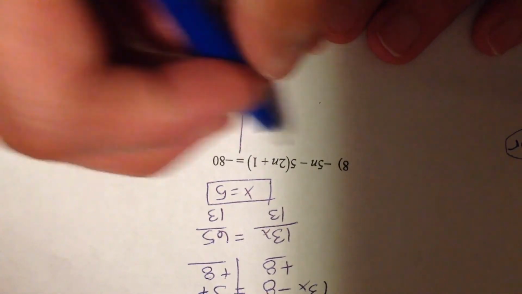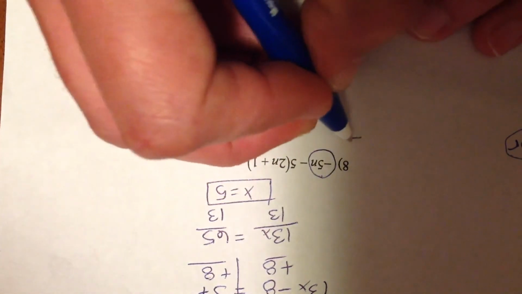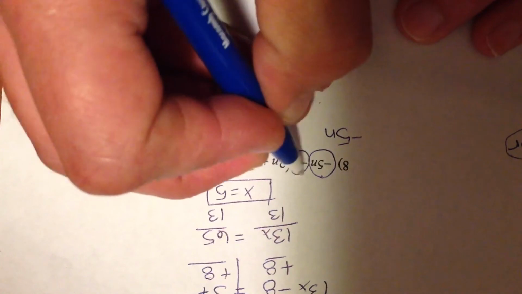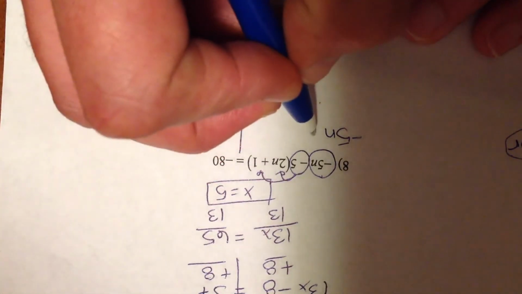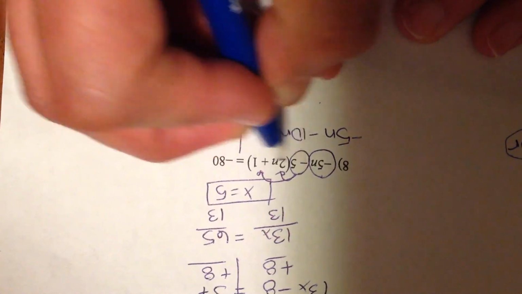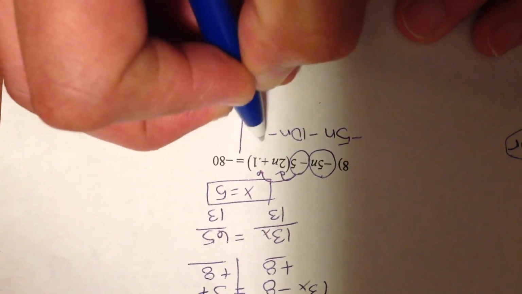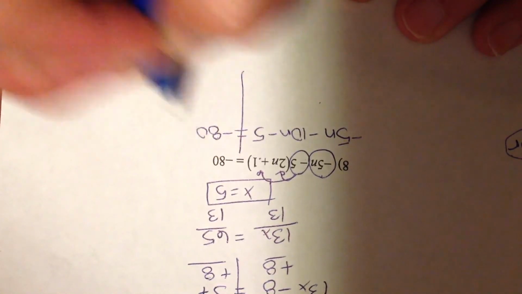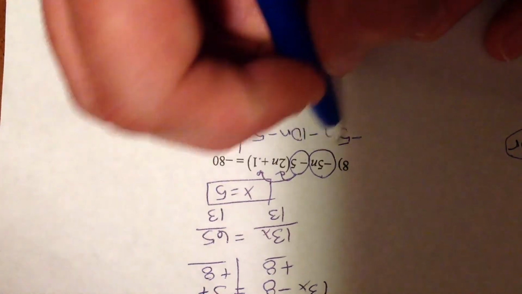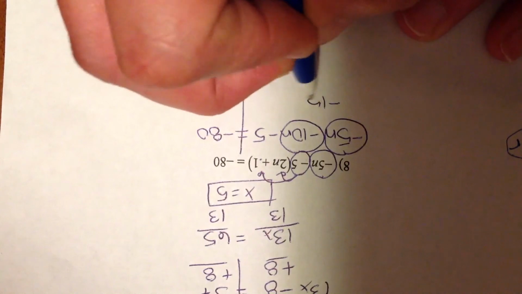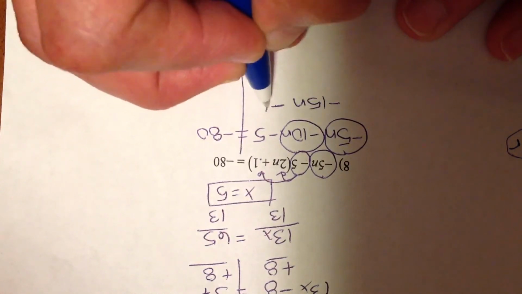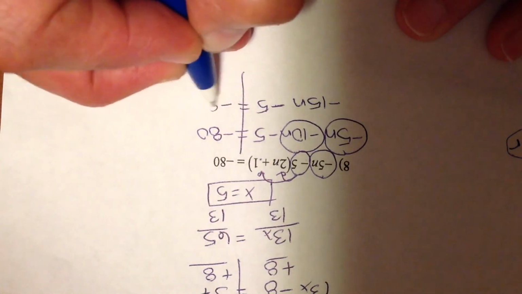On this problem, I am not doing anything with the negative 5n yet, but I am distributing the negative 5 to both of these terms. Negative 5 times 2n is negative 10n. Negative 5 times 1 is negative 5. And I still have negative 80 over here. So again, I'm looking to combine terms. Negative 5n minus 10n is negative 15n. And I still have the minus 5 equals negative 80.